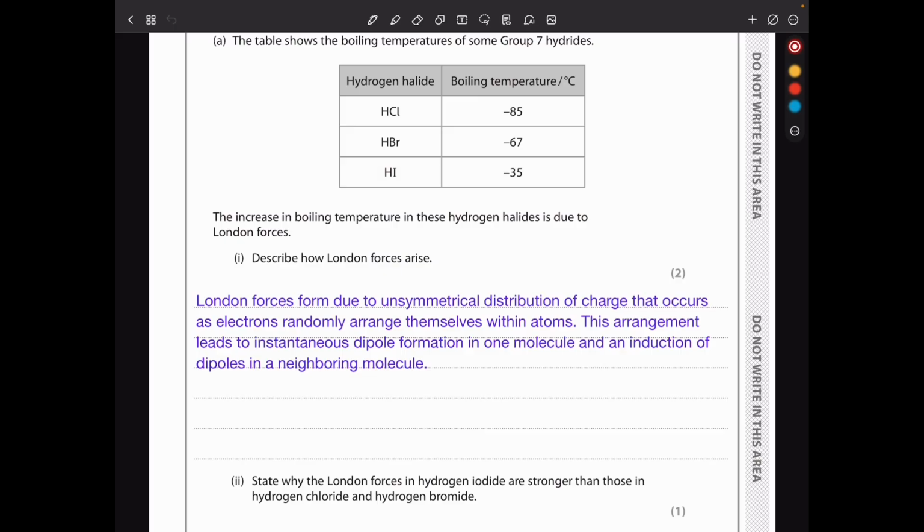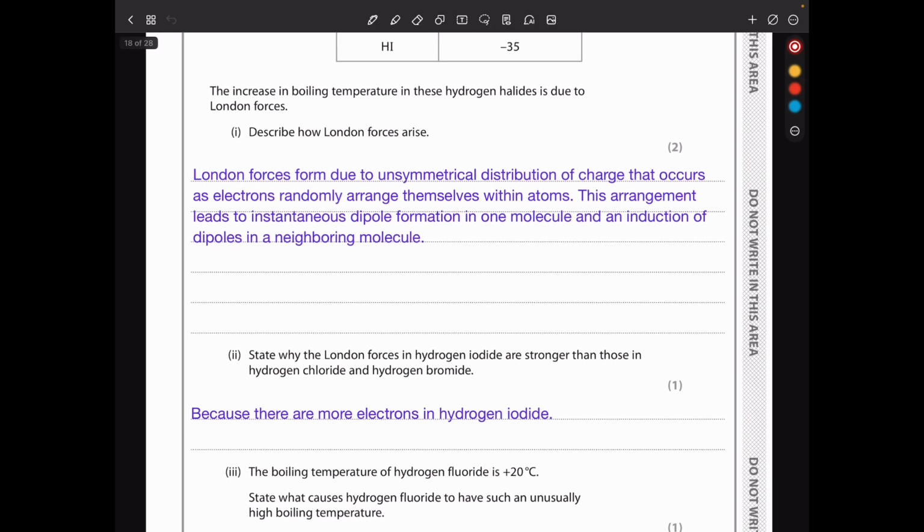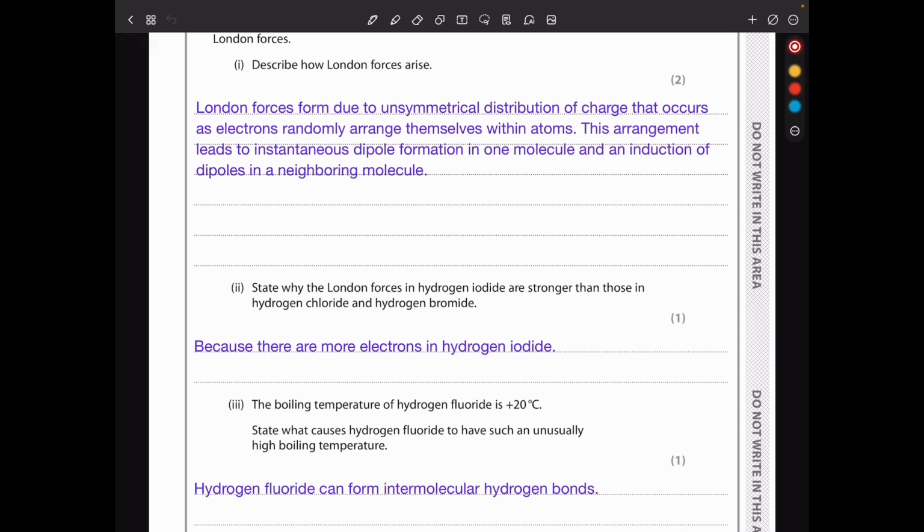London forces arise as a result of an uneven distribution of electrons or charge within an atom that causes an instantaneous dipole in one molecule, and therefore an induction of a dipole in the next molecule. So I said London forces form due to unsymmetrical distribution of charge that occurs as electrons randomly arrange themselves within atoms. This arrangement leads to instantaneous dipole formation in one molecule and an induction of dipole in the neighboring molecule.